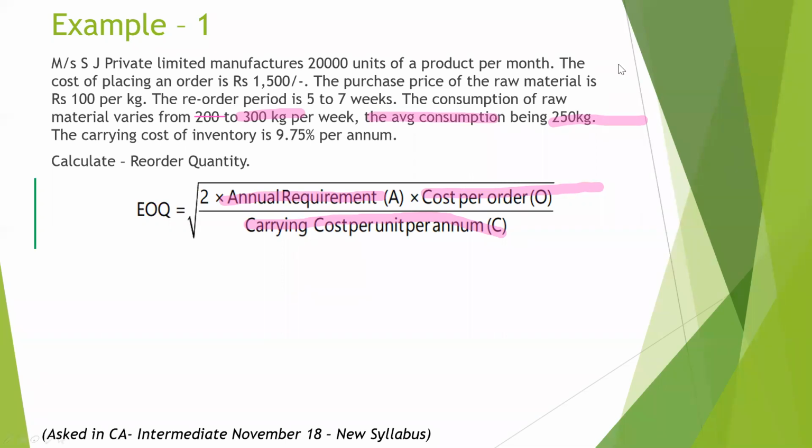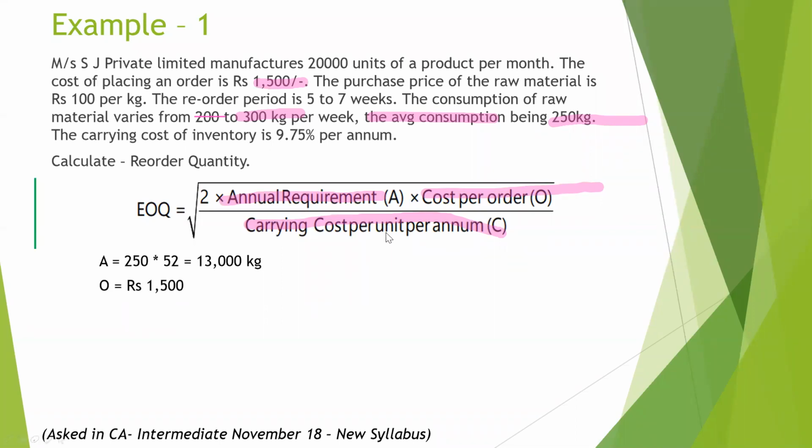Therefore, the annual requirement will be calculated by 250, that is the weekly consumption, into 52, which is the number of weeks in a year, giving us 13,000 kg as the annual requirement. Next, we have the cost per order. The cost per order has been directly given in the question as 1,500 rupees.